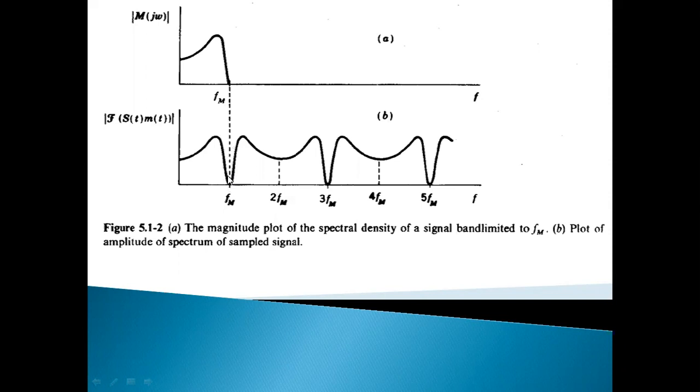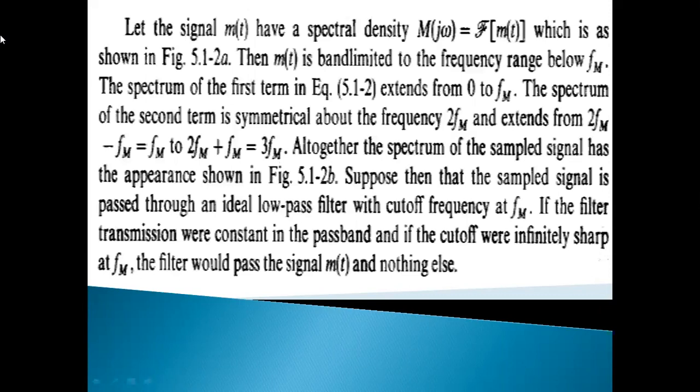In this case, we call TS equal to 1 by 2FM. TS is equal to 1 by 2FM, not TS less than or equal to 1 by 2FM. So let the signal M of t have the spectral density M of j omega, that is the Fourier transform of M of t. M of j omega can be calculated by using the Fourier transform of M of t, as shown in the figure. Then M of t is band limited to the frequency range of 0 to FM.